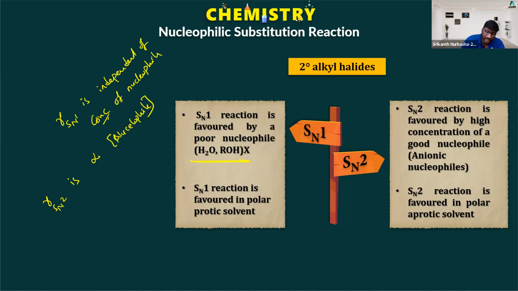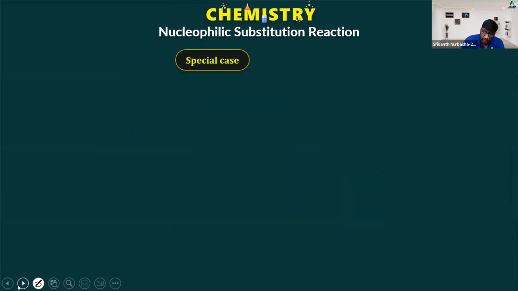And SN1 reaction is favored in polar protic solvent, because polar protic solvents help to ionize the bond producing carbocations. SN2 reaction is favored in polar aprotic solvent. SN2 is favored in polar aprotic solvents. Right, students, let us proceed further.